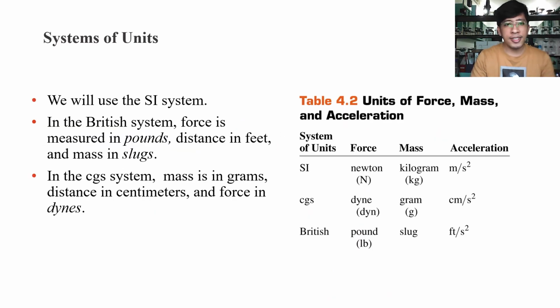For systems of units, we will always use the SI system. By the way, in the British system, force is measured in pounds. If you've heard pounds many times, especially in boxing, boxers are measured in pounds. Pounds is a measure of force, the distance is in feet, and the mass is in slugs. In the CGS system, mass is in grams, distance is in centimeters, and force is in dynes.